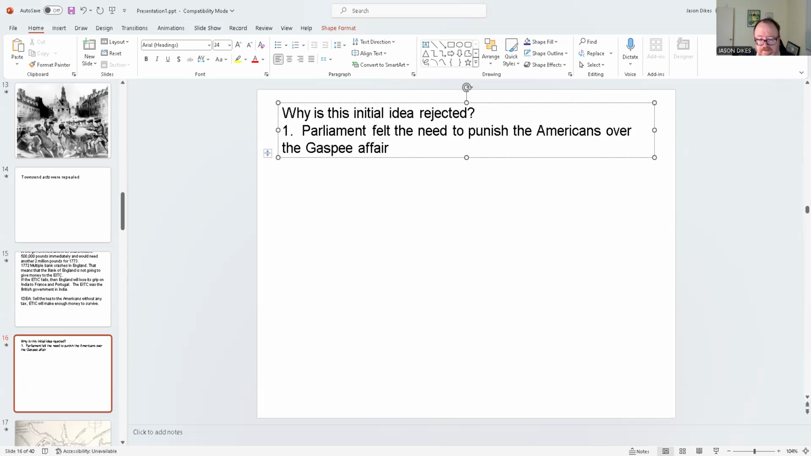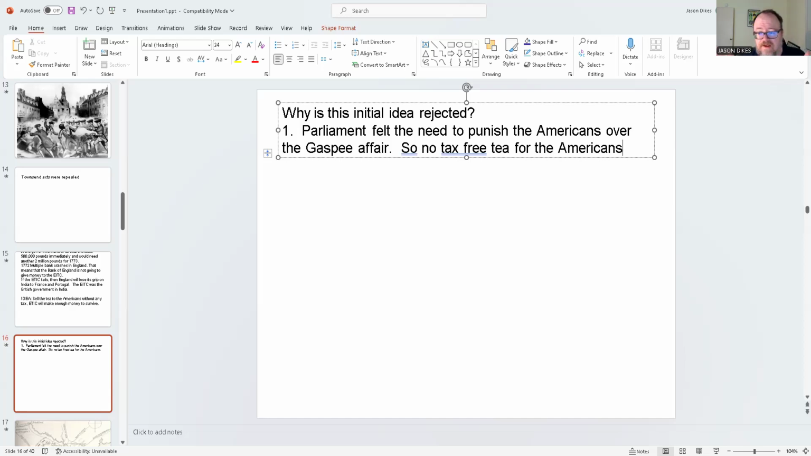One, Parliament felt the need to punish the Americans over the Gaspee affair. The Gaspee affair was a British ship that had been attacked and destroyed by some Rhode Islanders. And the British were unable to prosecute because nobody would testify against the guilty people. So, no tax-free tea for the Americans.